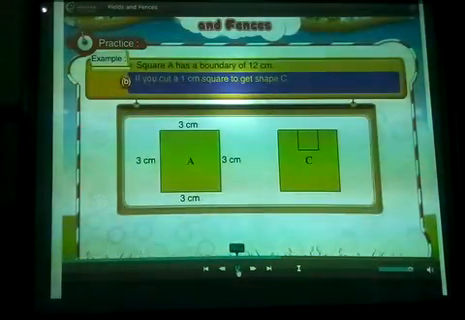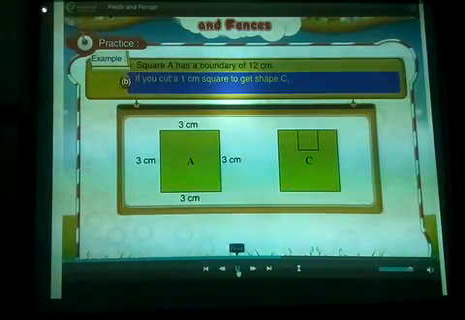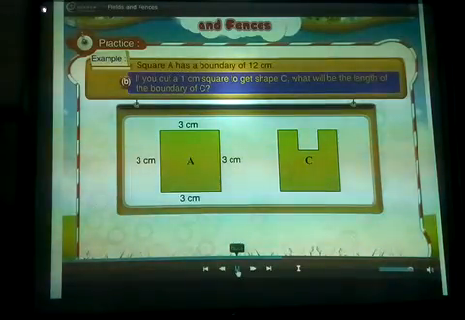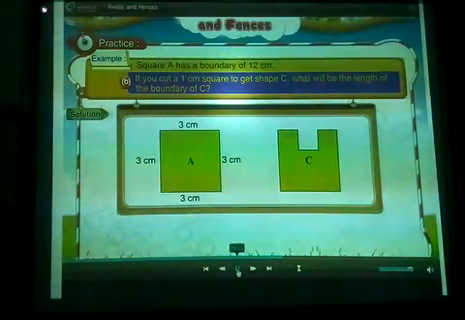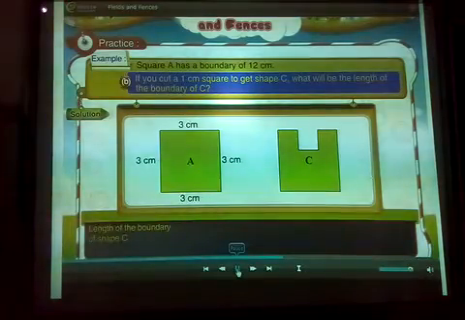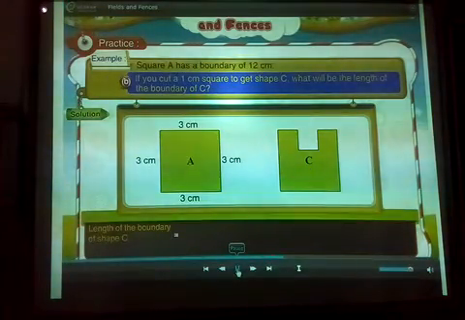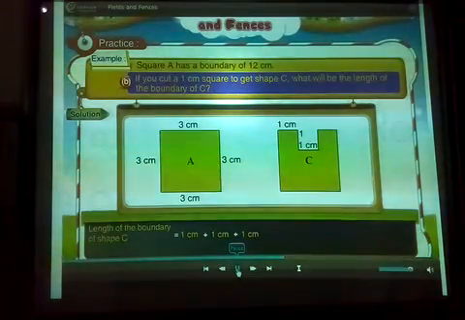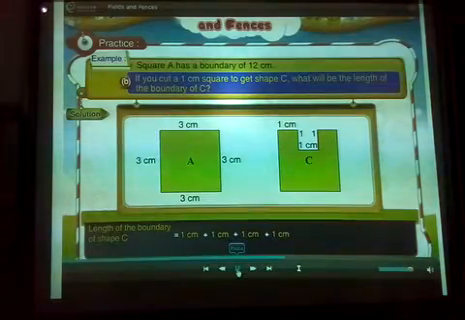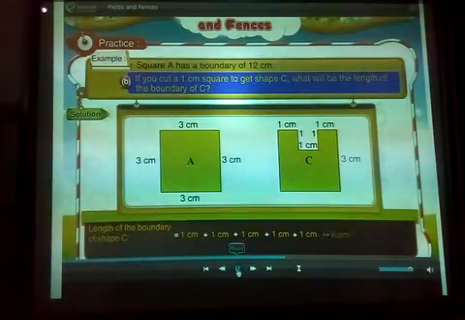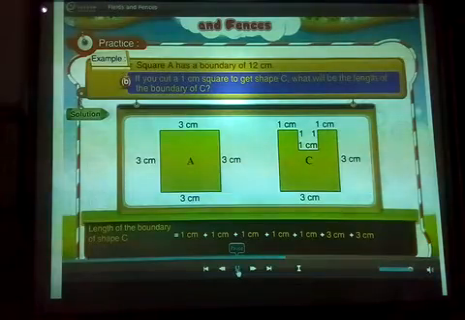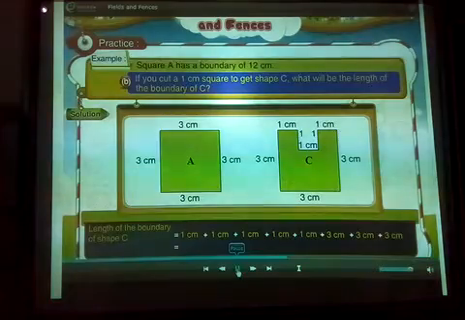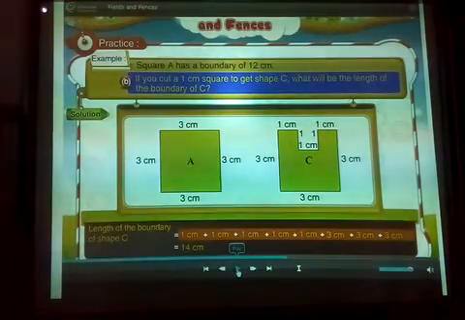B. If you cut a 1 centimeter square to get shape C, what will be the length of the boundary of C? The length of the boundary of shape C is equal to 1 centimeter plus 1 centimeter plus 1 centimeter plus 1 centimeter plus 1 centimeter plus 3 centimeter plus 3 centimeter plus 3 centimeter. That is equal to 14 centimeter.